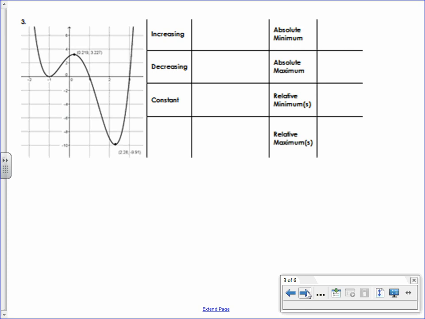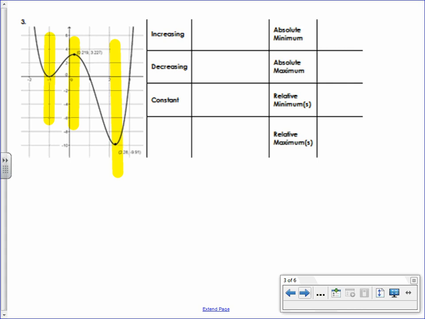All right, looking at number 3. Number 3 has 3 different turning points. So let's go ahead and mark those. We'll highlight those. Okay, I know I've got a turning point right here at the negative 1 value. I've got a turning point right here at about 0.2. And then I've got another one right here at about 2.2. So I've got 3 different turning points.